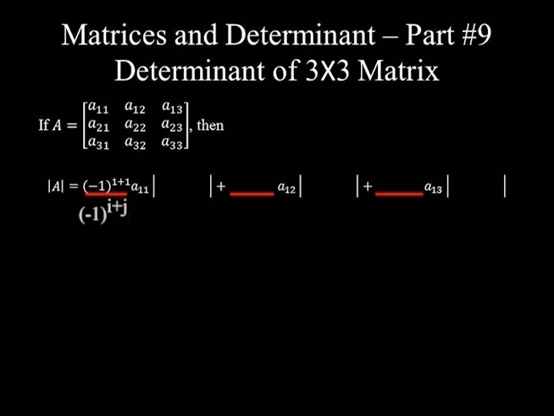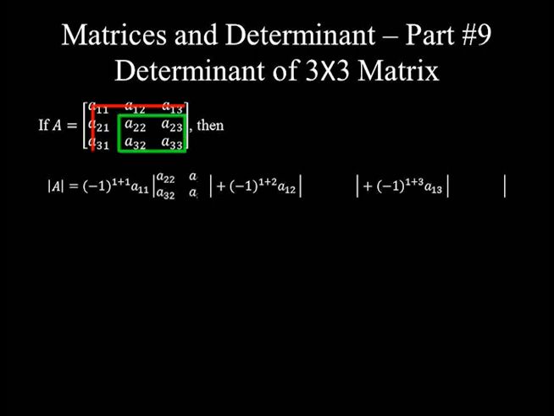For a sub 1 2, the formula is -1 to the power of the first subscript, that's 1, plus the second subscript, that's 2. And for a sub 1 3, the formula to determine its sign is -1 to the power of 1 plus 3. The elements of a 2 by 2 matrix are determined simply by crossing out the row and column where the coefficient belongs. a sub 1 1 is located at row 1 and column 1 position. So when we cross out row 1 and column 1, we are left with this 2 by 2 matrix.